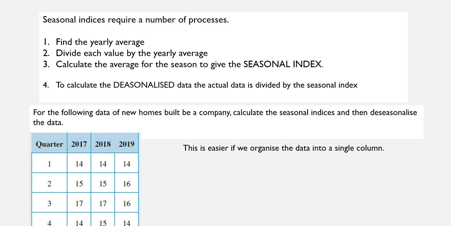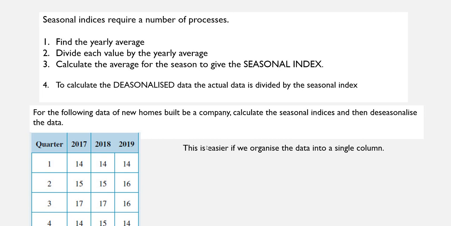So let's summarize what we need to do. To calculate our seasonal indices, we need to find the yearly average, or the average of the cycle we're looking at. Divide each value by the yearly average to get our simple seasonal index, and then calculate the average for each of those seasons to give our final seasonal index that we're going to use. Once we have done that, we can deseasonalize our data by having the actual data and dividing it by the seasonal index.